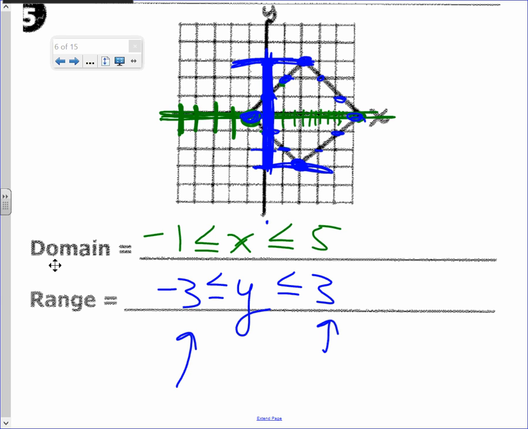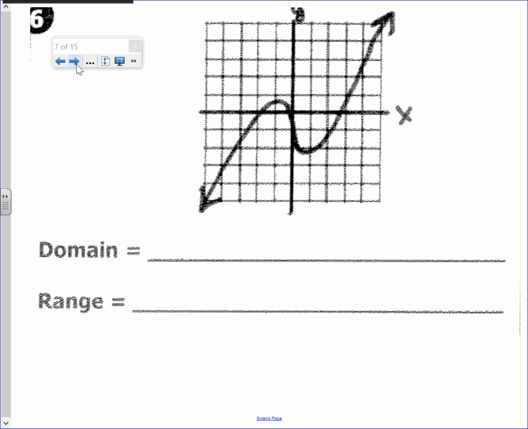Last but not least. Actually, there's two more. This one, and we're going to draw one more. Sorry about that. Second to last. All right, domain. Green, left to right.